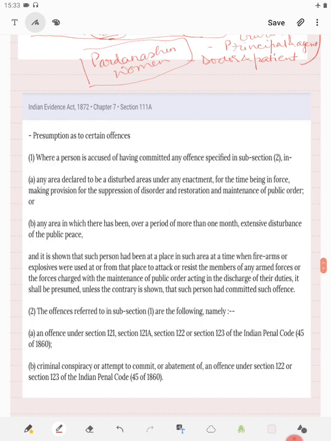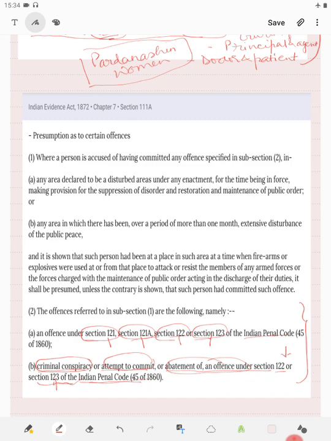Now Section 111A is the presumption as to such offenses. It applies if the offense is under Section 121, 121A, 122, and 123 of the Indian Penal Code, or there is criminal conspiracy or attempt to commit, or abetment of, an offense under Section 121, 122, or 123 of the Indian Penal Code. These are offenses against the state.